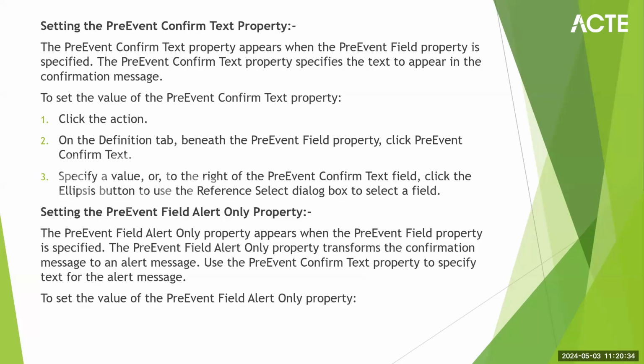Setting the pre-event field alert only property. Alert means a triggering or warning kind of message or a pop-up. The pre-event field alert only property appears only when the field property is specified. It transforms the confirmation message to an alert message. A confirmation message is like, are you sure you want to delete it or not, with a yes or no button. The same kind of message will appear as an alert message, either in red color.